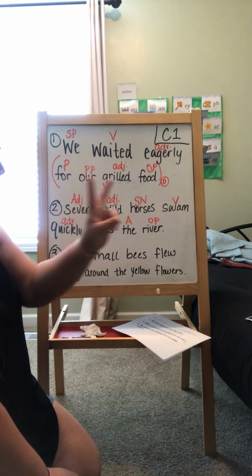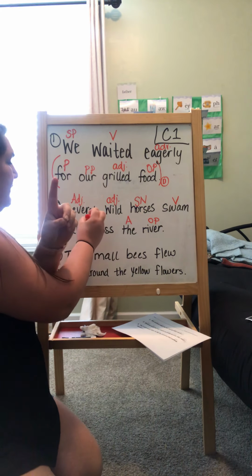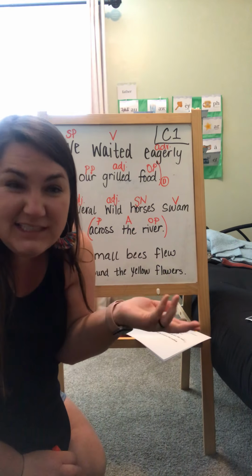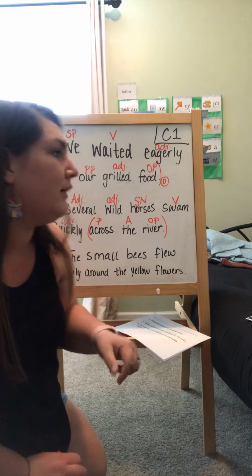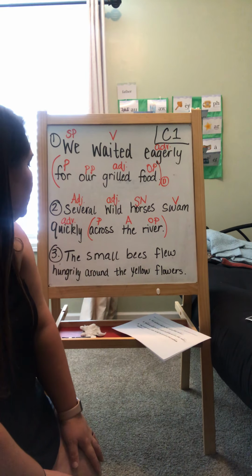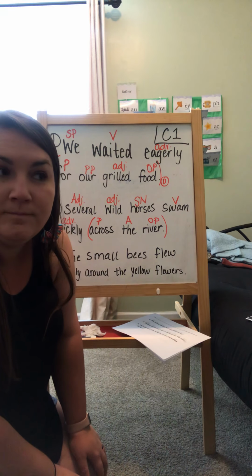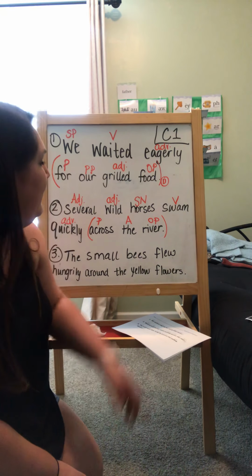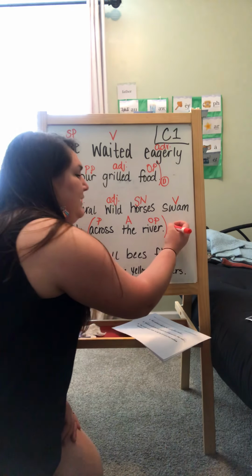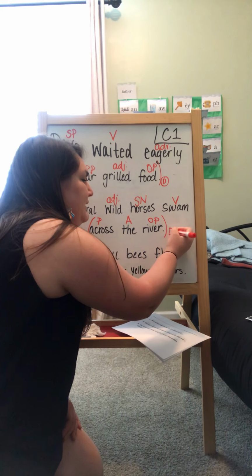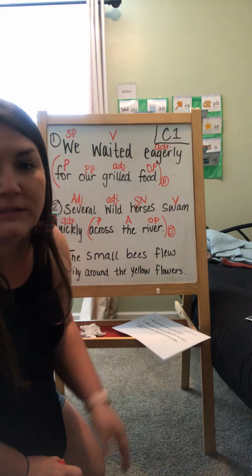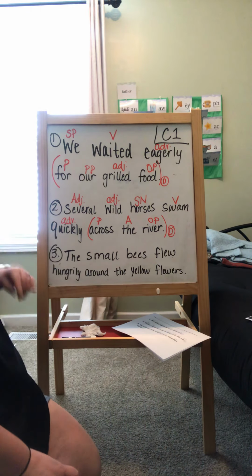Let's check them. We've got to find our prepositional phrase, across the river. And then we have to decide, is it a declarative sentence? Let's look. Is this a statement? Several wild horses swam quickly across the river. Yeah, it's telling us something. And I can look at the end, it ends in a period, so I know that this is a declarative sentence. And again, you can leave it just with a D, or you can circle it, totally up to you.